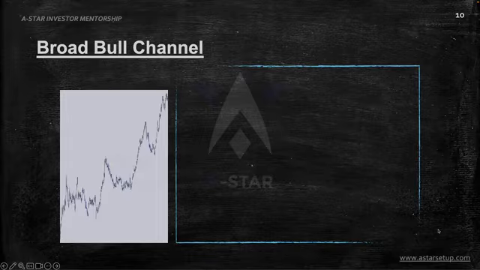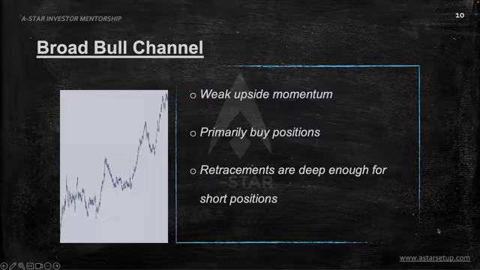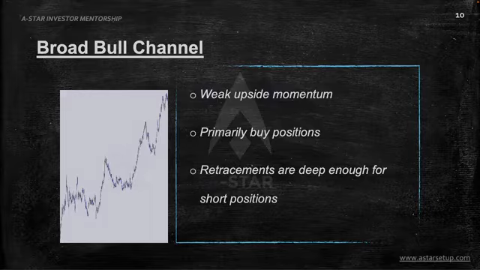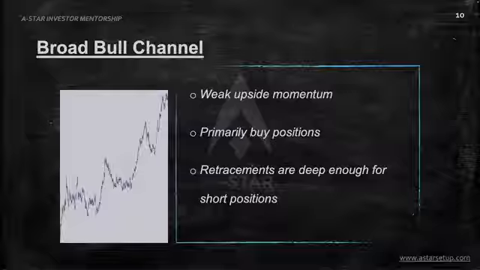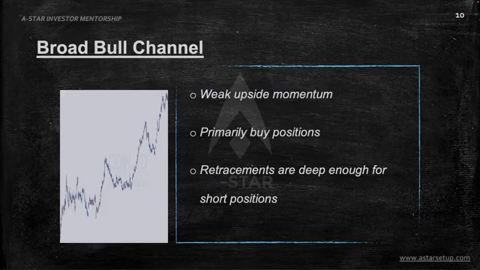Broad bull channels have weak upside momentum. I told you earlier that breakouts happen early in the trend. Broad bull channels will occur later on in the trend. So buyers are still in control, but there is enough selling pressure for you to have meaningful retracements. We're talking about 50%, 60% retracements on that swing.